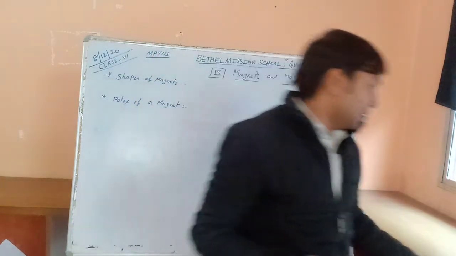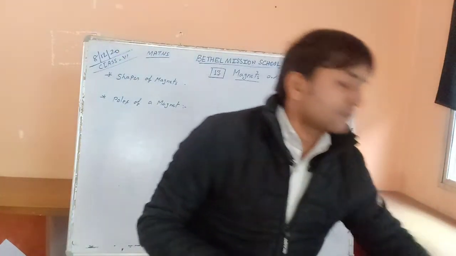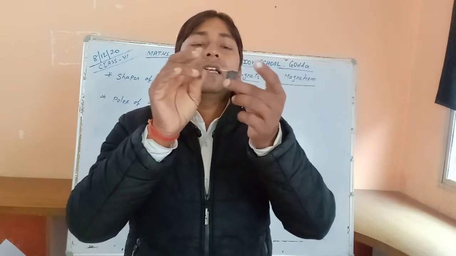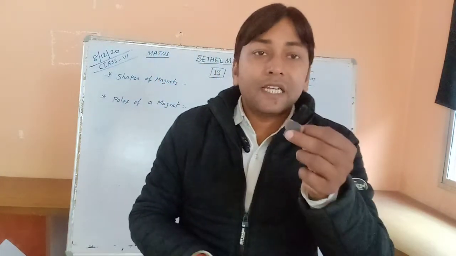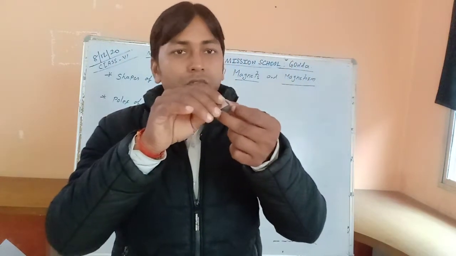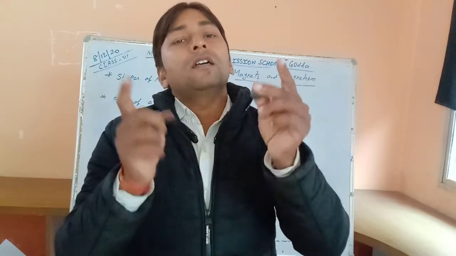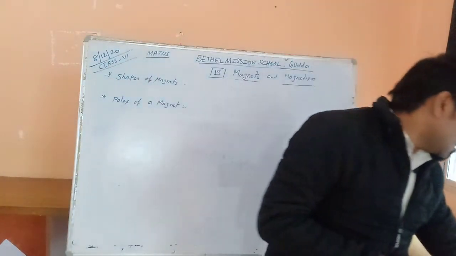In the same way here also. The power of attraction at the middle is the least, but when you move towards the end, the power of attraction is maximum. This is a cylindrical magnet. This is maximum. So north, south, I don't know which one is north or south. Now we are going to learn which one is north and south.